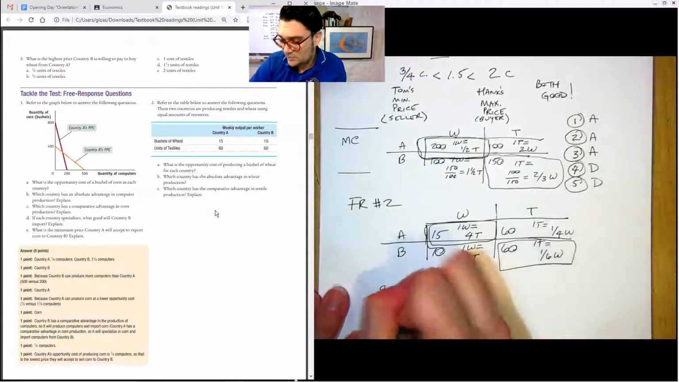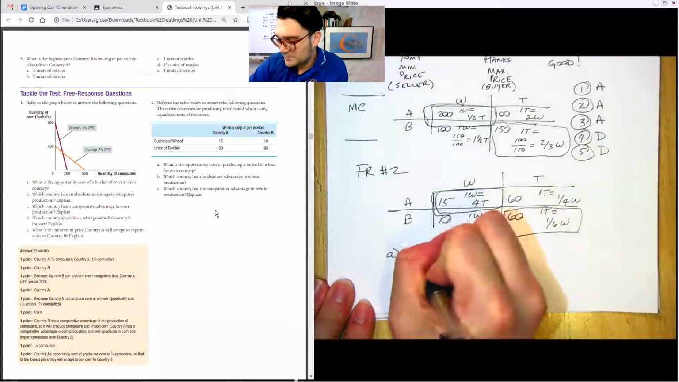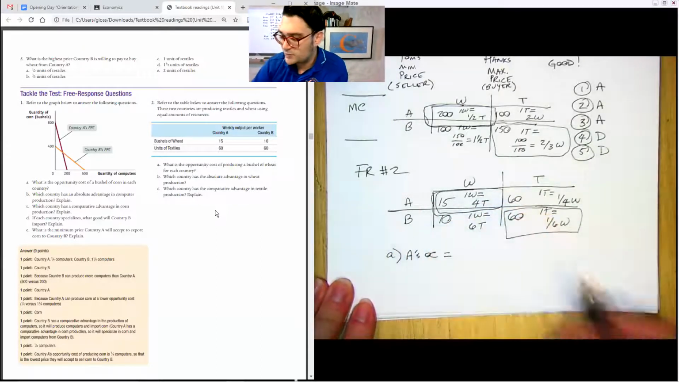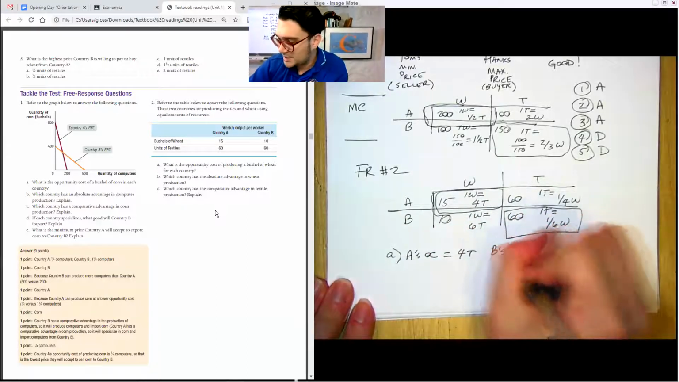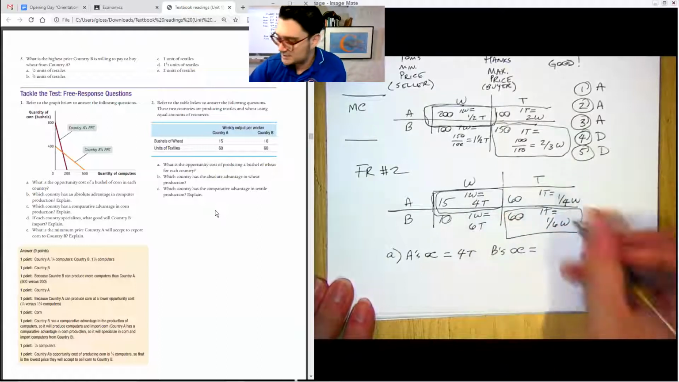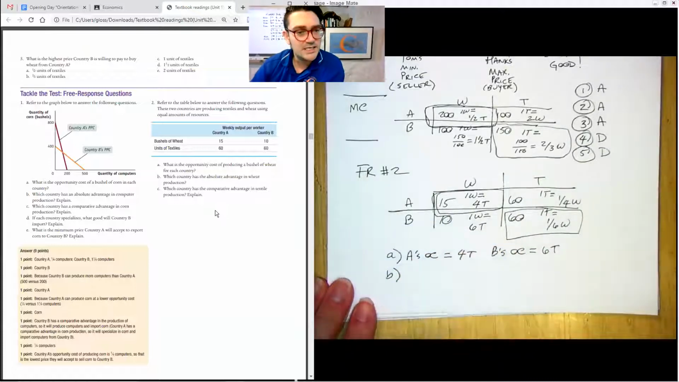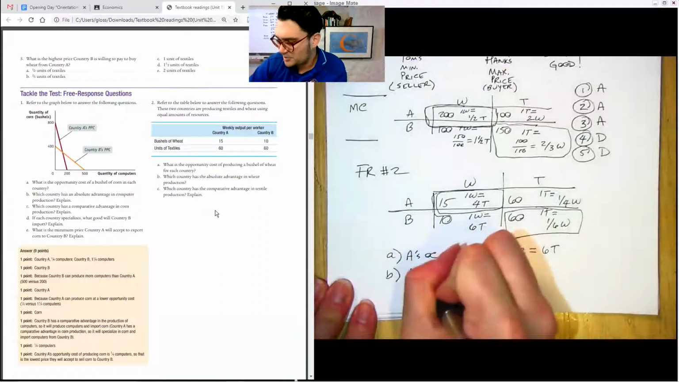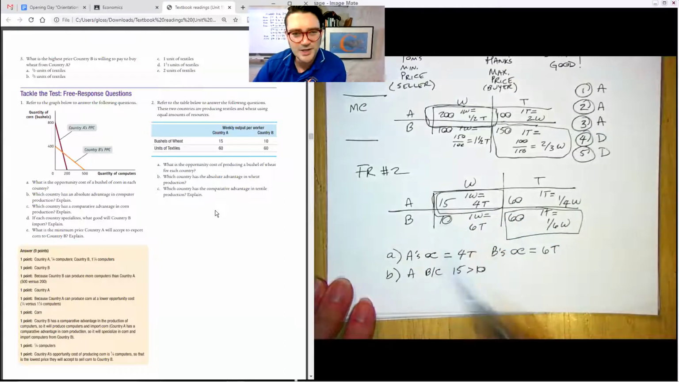Now part A, opportunity cost of wheat for each country. So A's opportunity cost for wheat is 4 textiles, and B's opportunity cost is 6 textiles. We're just looking at the table there. Part B asks about absolute advantage in wheat. Which one can make more? If I'm looking at wheat, A can make more, and I'll just put because 15 is bigger than 10. We're comparing which one can make more.